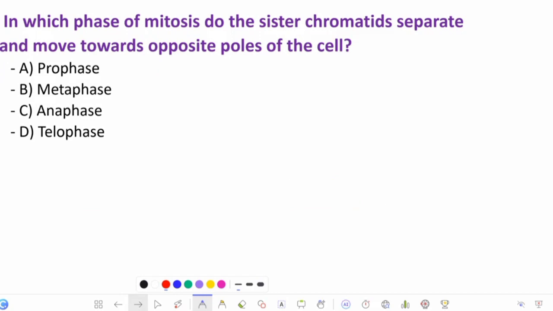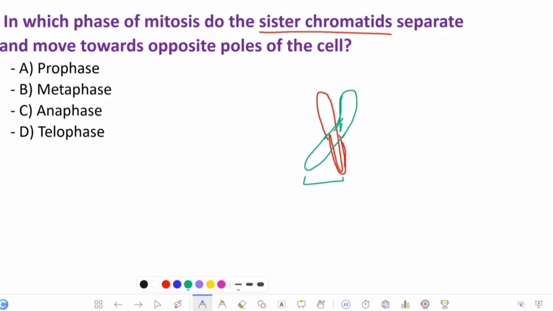Next one, in which phase of mitosis do the sister chromatids separate? Sister chromatids separate and move towards opposite poles of the cell. For example, this one is a chromosome. Before or during cell division it will replicate and make its copy, and these two are known as sister chromatids. After the next stage, these sister chromatids will be separated and will move to the individual new forming cells. The options are prophase, metaphase, anaphase, and telophase.